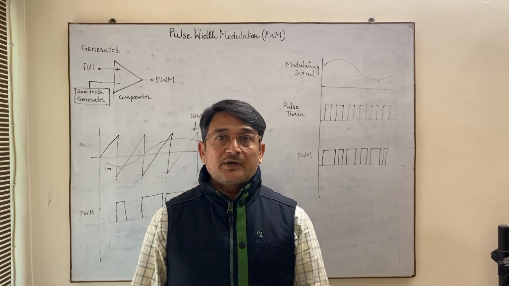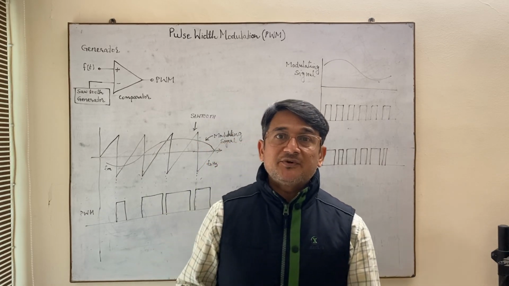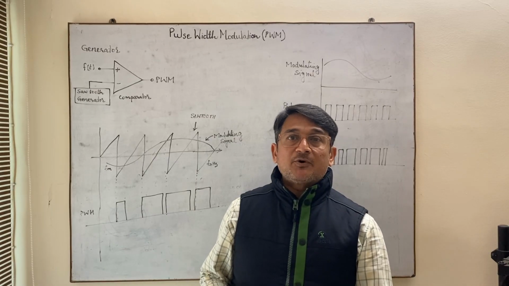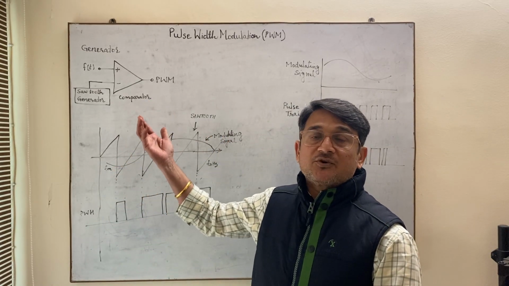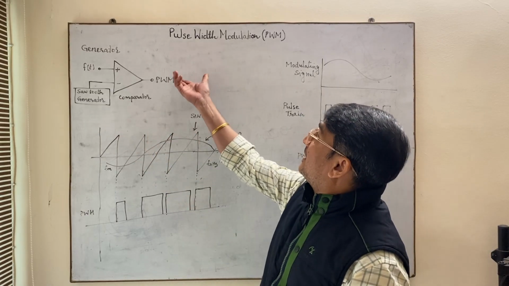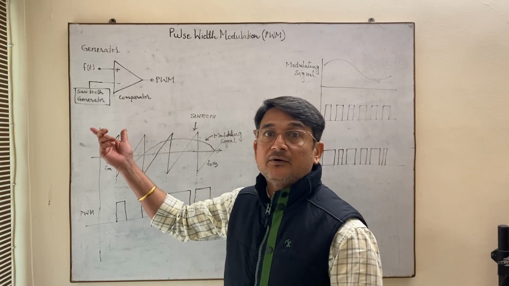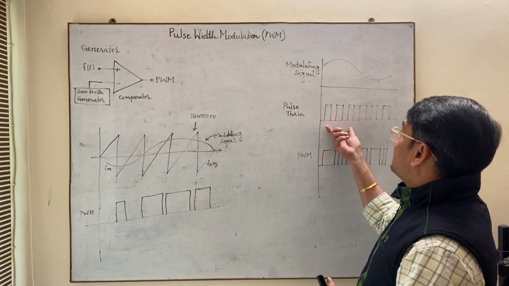In this video, we are going to understand the concept of pulse width modulation. In the previous video, we have already discussed pulse amplitude modulation. There are three types of pulse modulations: pulse amplitude, pulse width and pulse position. In pulse width, what we are going to do is we are basically changing the width of the pulse train.